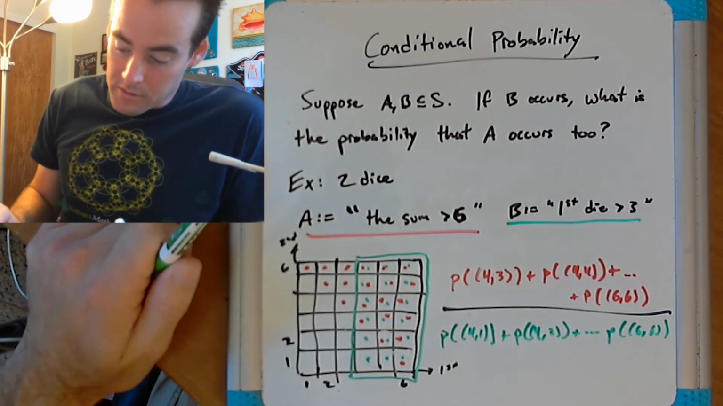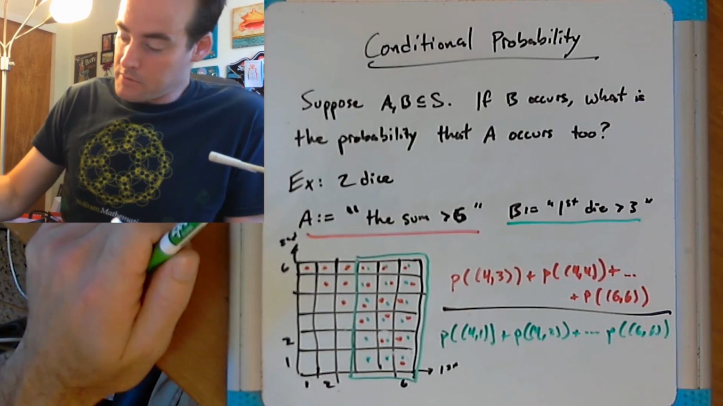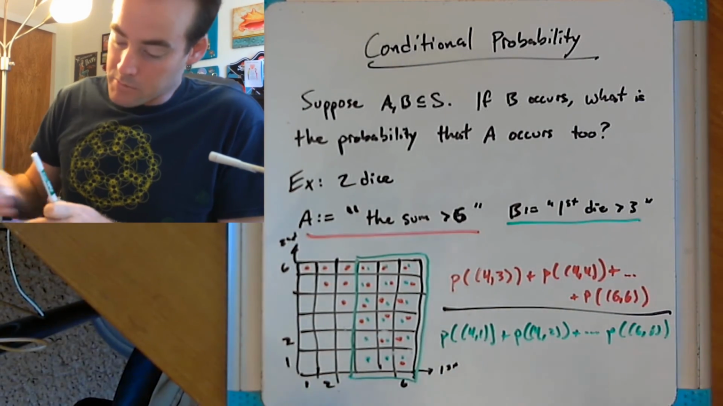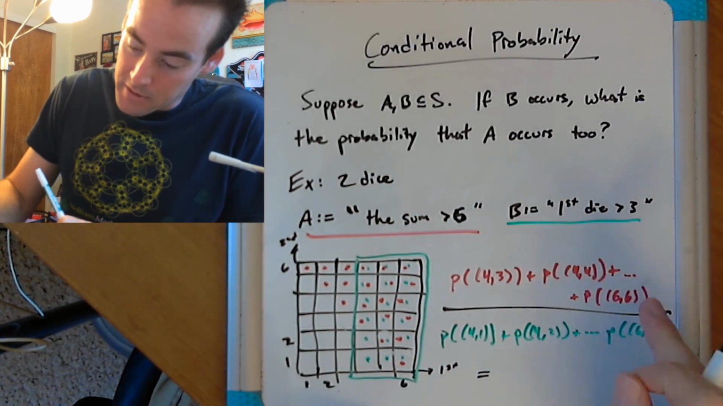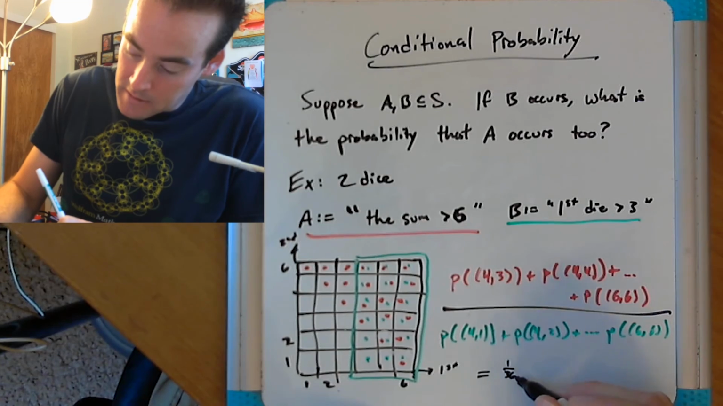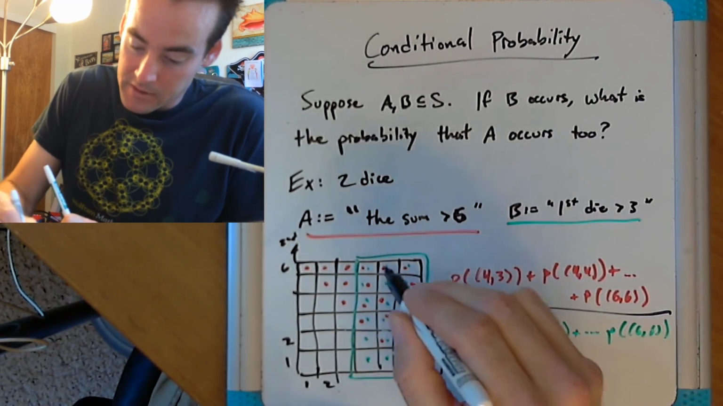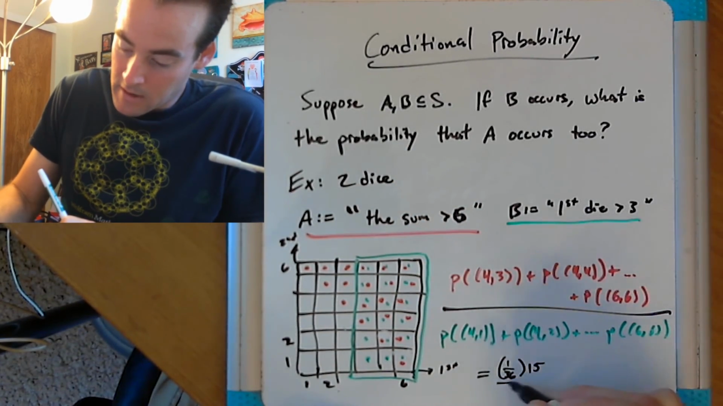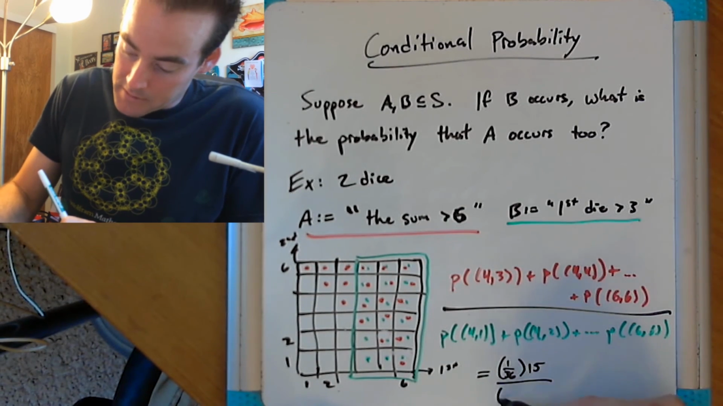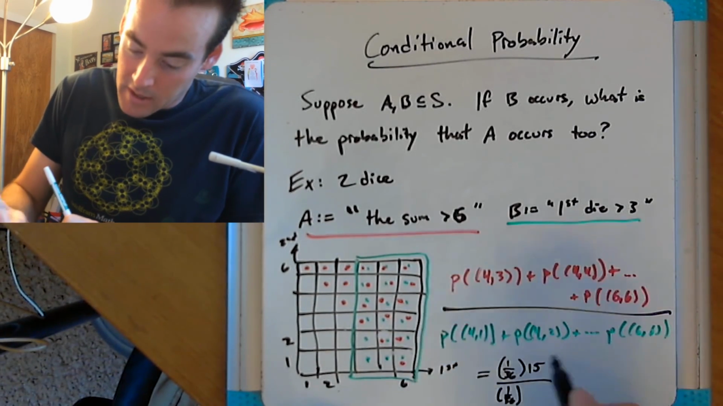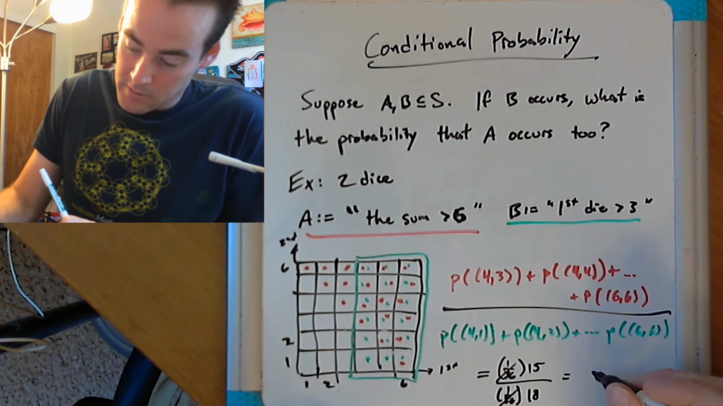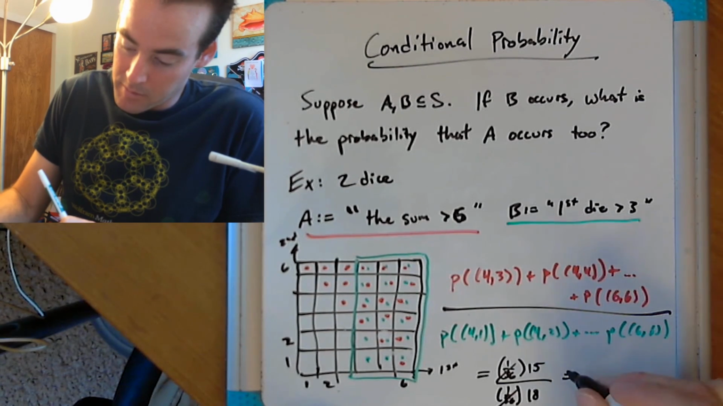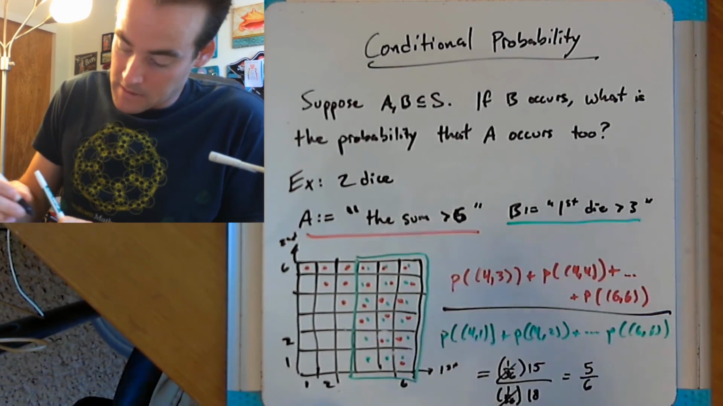Okay, now there's just one thing to point out. This is pretty straightforward because all of the squares have the same probability, and so the numerator here is just 1/36 times how many red dots there are, and there's 15. And the denominator is 1/36 times how many green dots there are, and there's 18. And the 1/36 cancel, and it's just 15 out of 18, or dividing the top and bottom by 3, you would get 5/6.